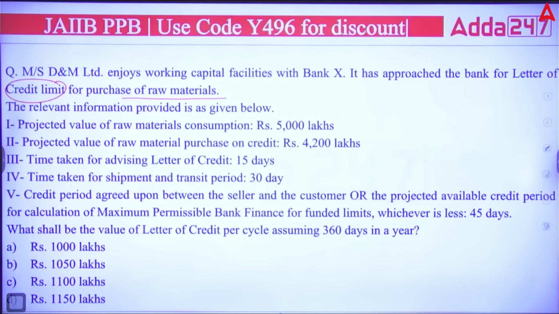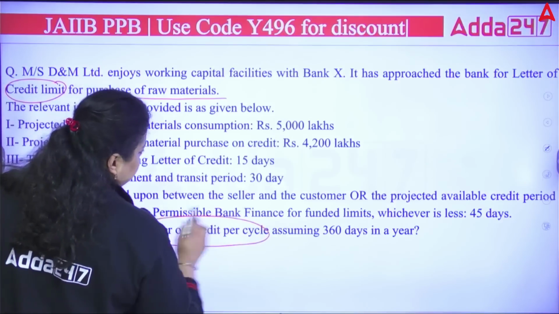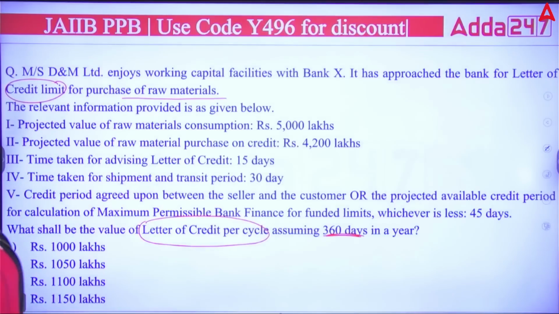Credit period agreed upon between the seller and the customer, or the projected available credit period for calculation of maximum permissible bank finance for funded limits, whichever is less, that is 45 days. And what shall be the value of letter of credit per cycle? You have to calculate the letter of credit per cycle, assuming there are 360 days in a year.